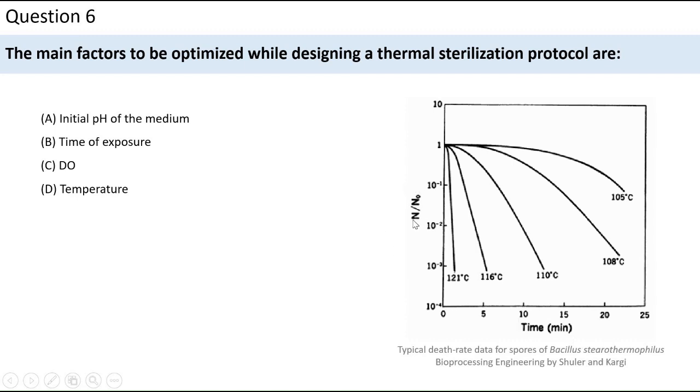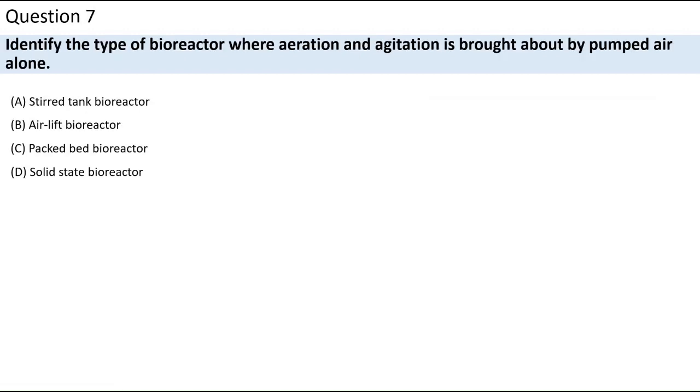That means N by N naught, where N is the viable cell concentration at time t and N naught is the viable cell concentration at time 0, is dependent on temperature as well as time. So those two answers have to be picked for this one. And identify the type of bioreactor where aeration and agitation is brought about by pumped air alone.